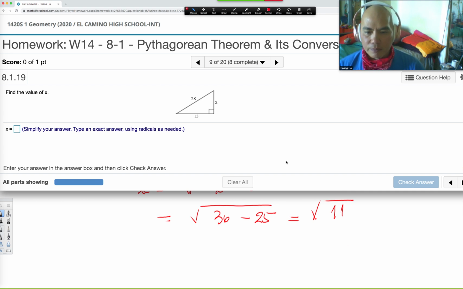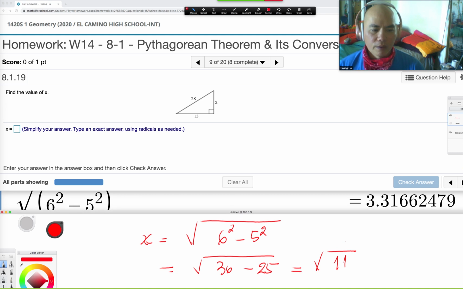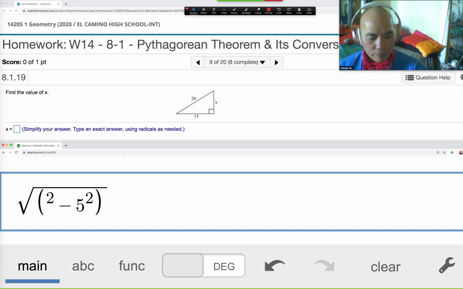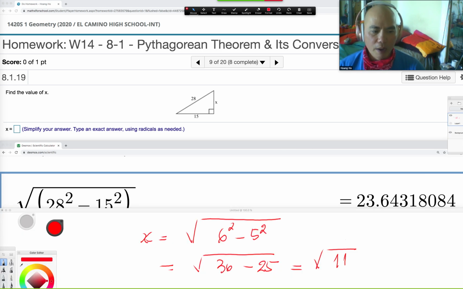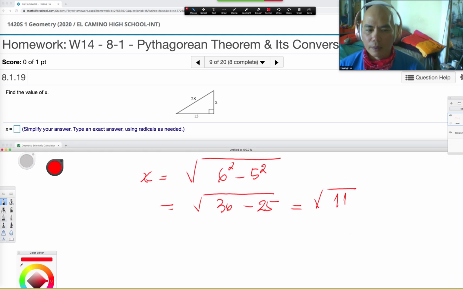Very similar, okay? You can try to use the decimal calculator first and see if it comes out with the exact answer. If not, you have to do it manually. So x, you're looking for the leg, so I use this formula again. So I do 28 and subtract 15. Oh, it doesn't come out an exact number, so you have to do it manually. All right, so let's do it manually, no problem.